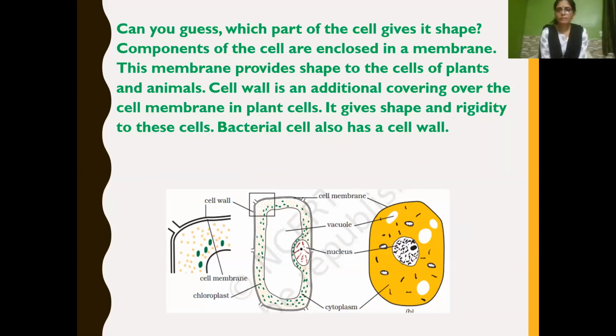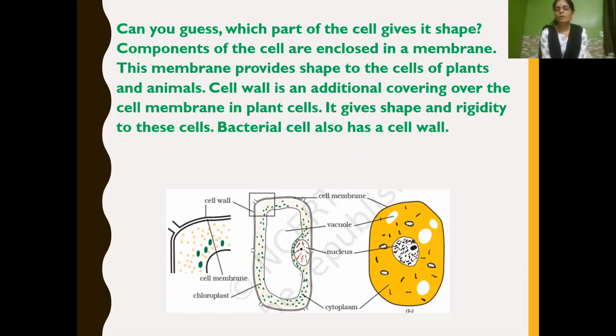Now, how does a cell get its specific shape, whether spherical, oval, elongated, or spindle shaped? Which part of a cell gives the cell its specific shape? All the components of the cell are enclosed in a membrane, which we call the cell membrane. The cell membrane provides shape to the cells of plants and animals. So which part of the cell gives specific shape to the cell? The cell membrane.